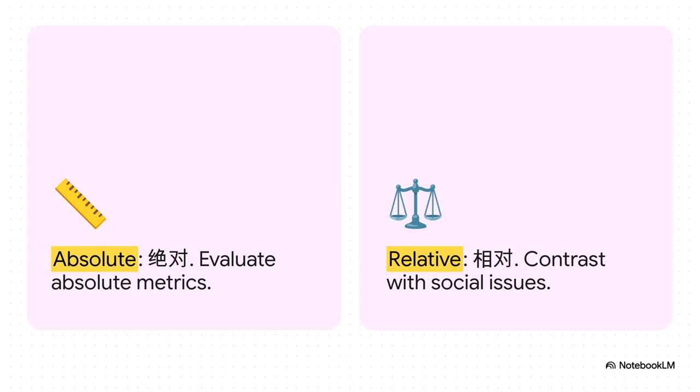When asked to evaluate social issues, use these to contrast absolute metrics against relative ones. For instance, it's perfect when neutrally discussing the Canadian cost of living across different provinces.